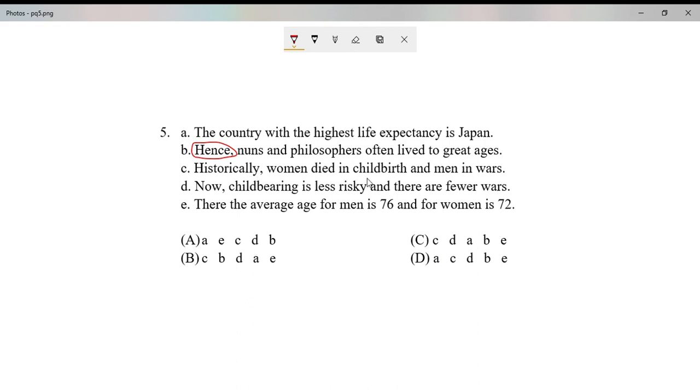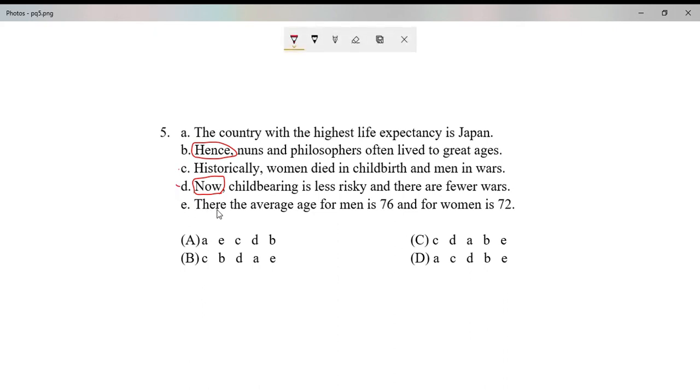Historically, women died in childbirth and men in wars. Okay? Okay. This is a sentence that I'll keep an eye on. Now, childbearing is less risky and there are fewer wars, right? So this is another word that I'll look at now, right? It's indicating time, but you can't really begin a paragraph with now. You'd have to indicate something that happened before, right? Students used to learn using blackboards. Now we use whiteboards, right? So I'm using this to indicate that there's some kind of shift in time, right? The difference between then and now. So this cannot begin the sentence either. So D cannot begin the sentence.